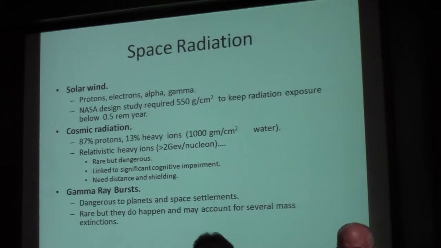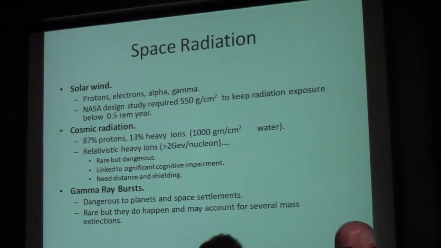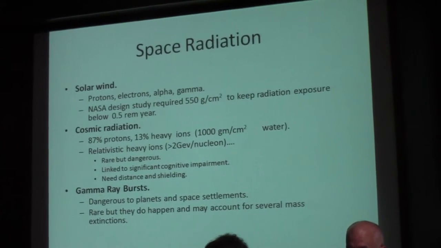And guarding against relativistic heavy ions is going to take more than 1,000 grams per square centimeter. You're probably looking at magnetic shielding, double shields, distance, and a lot more mass. Artificial Van Allen belts. So if someone is postulating a solar settlement, space settlement, then this is one of the areas that they need to address pretty carefully.